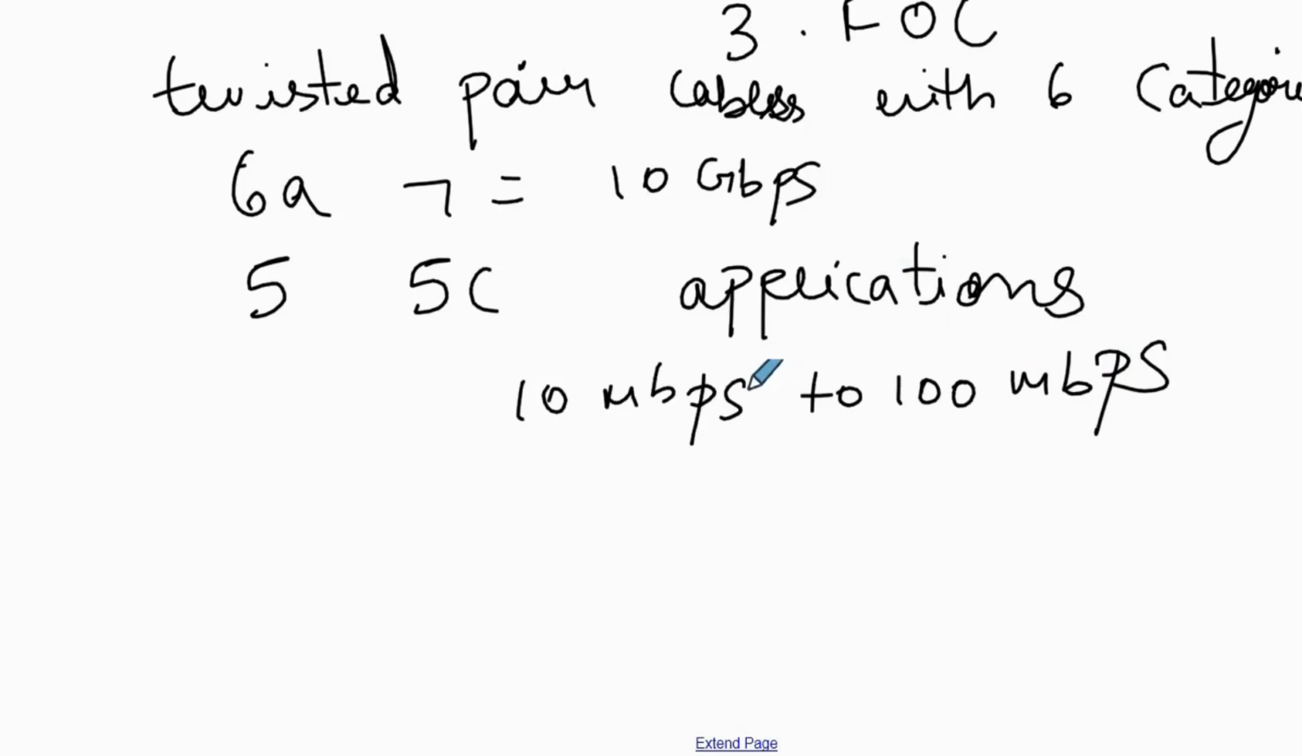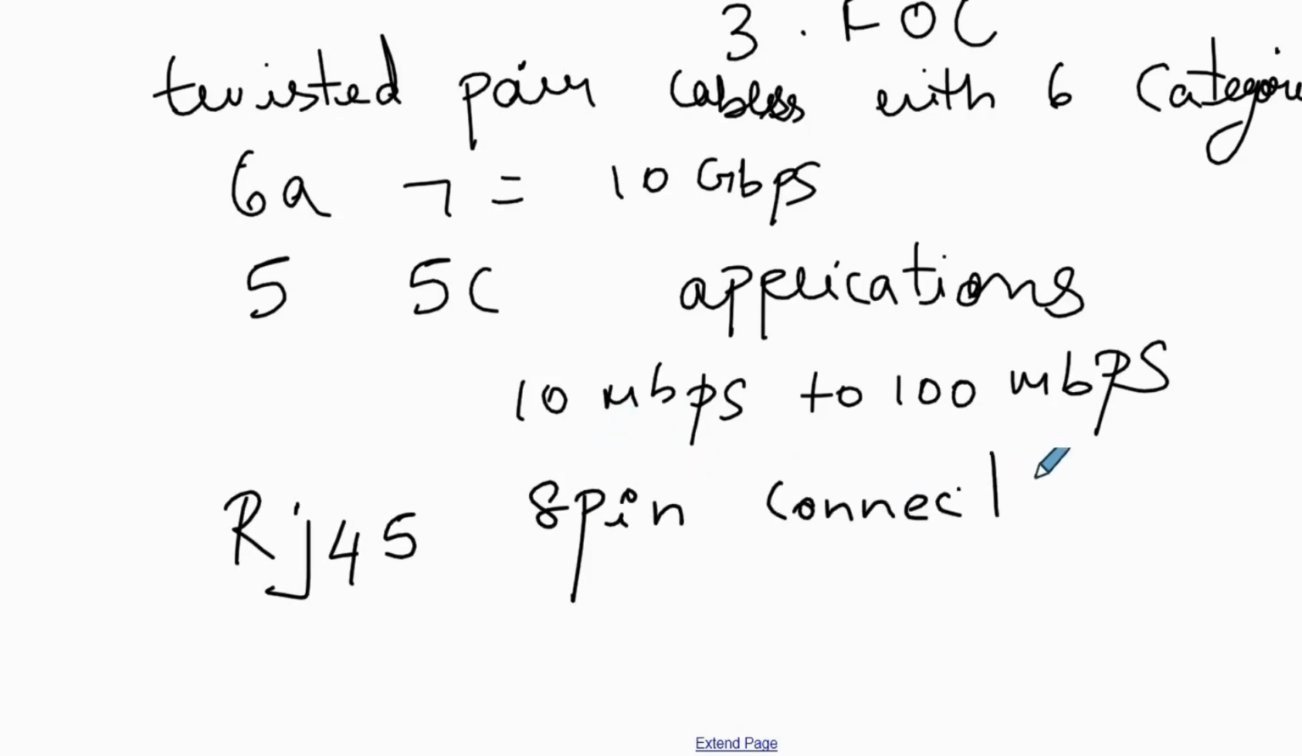They are also more susceptible to noise. Ethernet twisted pair cable utilizes the RJ45 jack with 8 pin connections. These pins are used for transmitting and receiving data in either half duplex mode or full duplex mode.